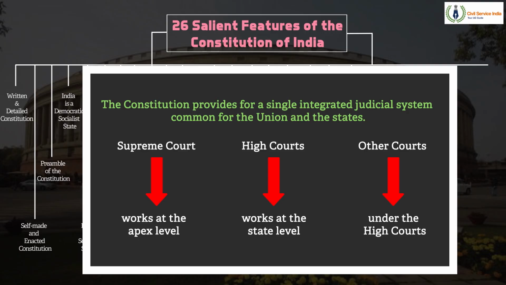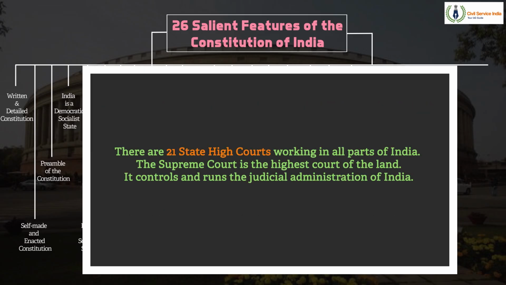The Constitution provides for a single integrated judicial system common for the Union and the states. Supreme Court of India works at the apex level, High Courts at the state level and other courts work under the High Courts. There are 21 state High Courts working in all parts of India. Supreme Court is the highest court of the land. It controls and runs the judicial administration of India.